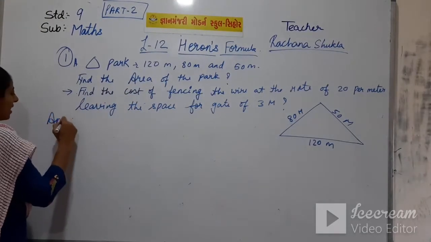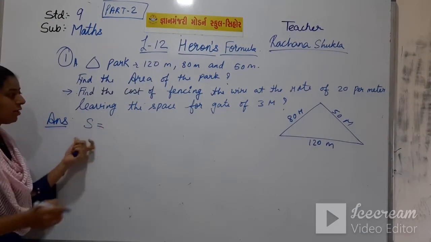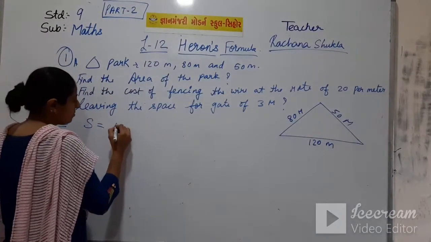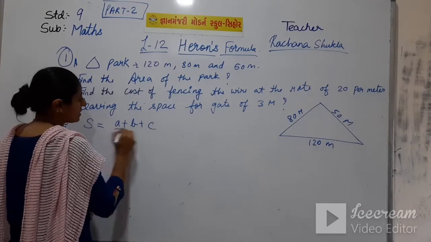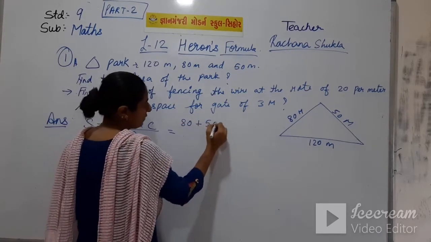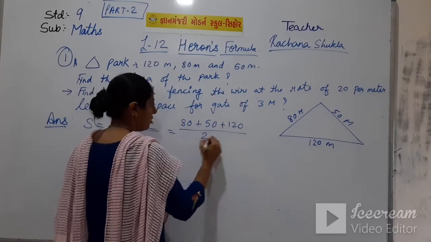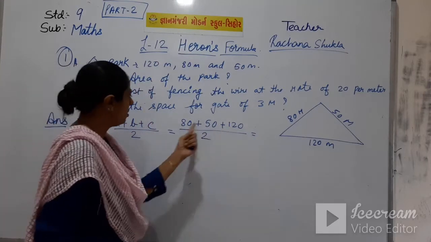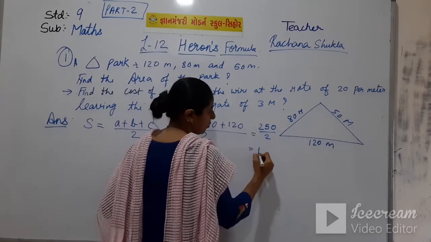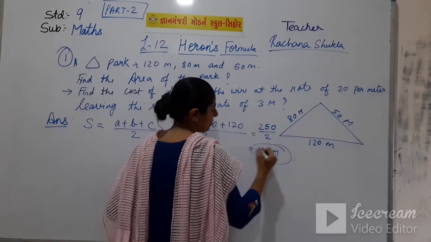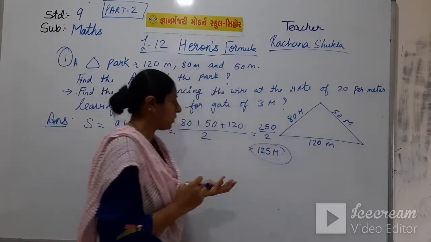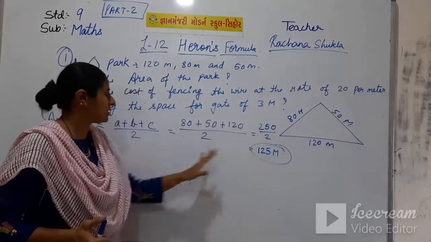So your answer will start like this way. First you will find out S according to our Heron's formula. So S equal to A plus B plus C upon 2. That means 80 plus 50 plus 120 upon 2 is equal to 250 upon 2, that is 125 meter. Not square, sorry. You have to find out S. 125. So 125 is your S.